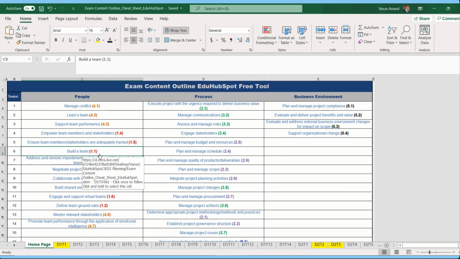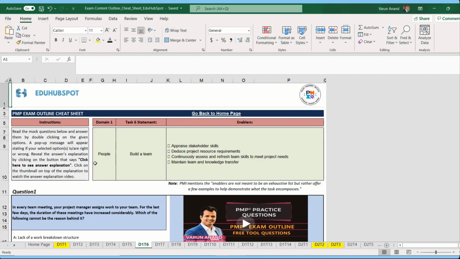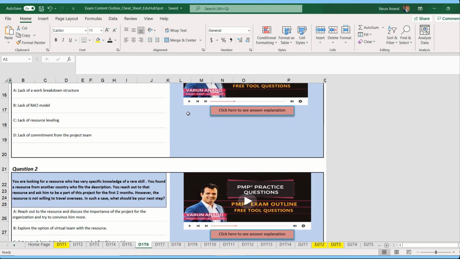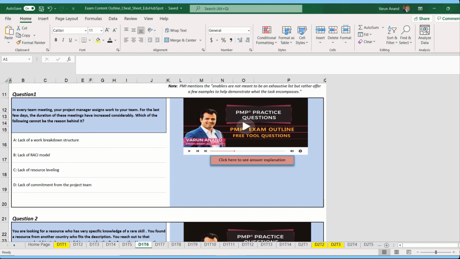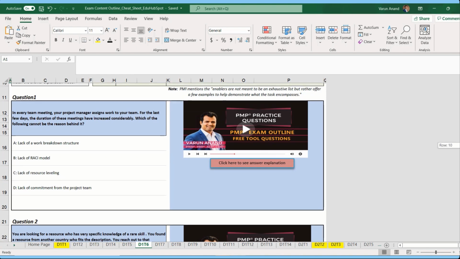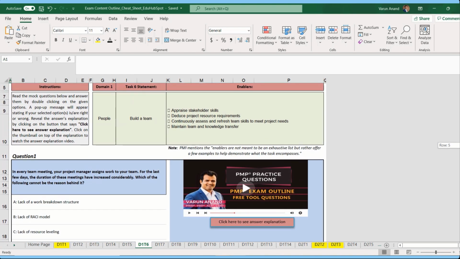If you see task number 6, build a team. When you click on this build a team, it will take you to that particular Domain 1 task. It will show you all the enablers, and at the bottom you can also attempt some questions. These questions we will do at the end of the video. First I need to explain the concepts, and only then will we do the questions. But most importantly, first let's talk about some of the enablers from this tool.